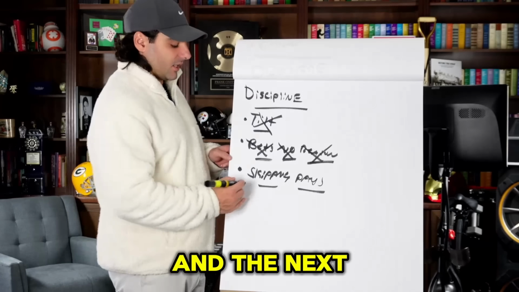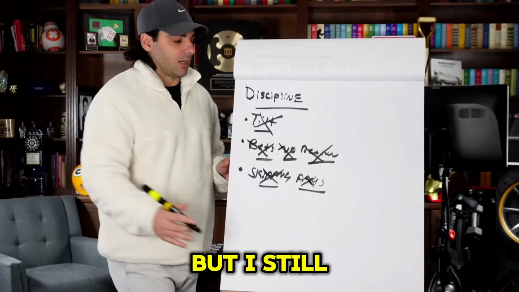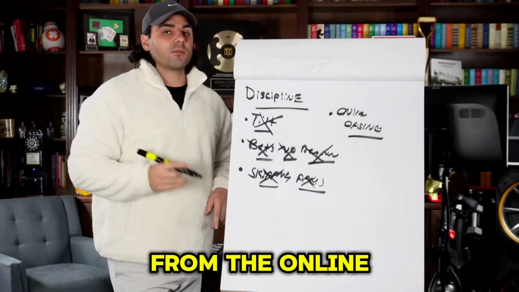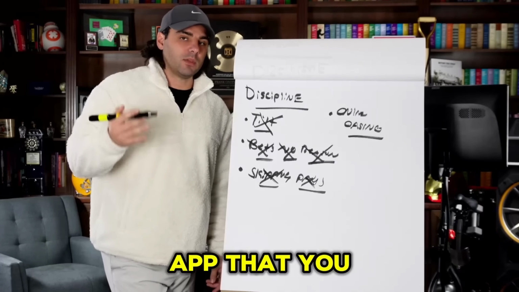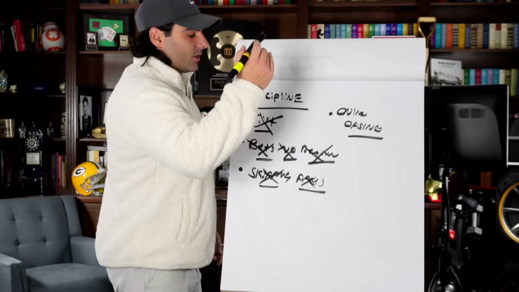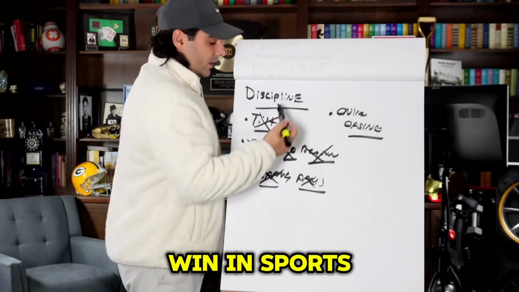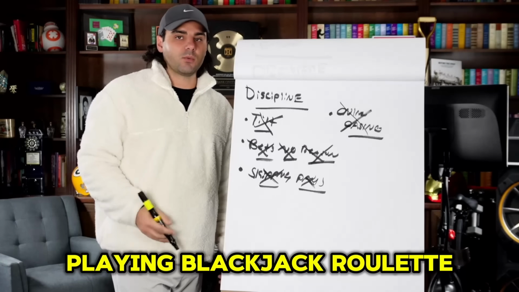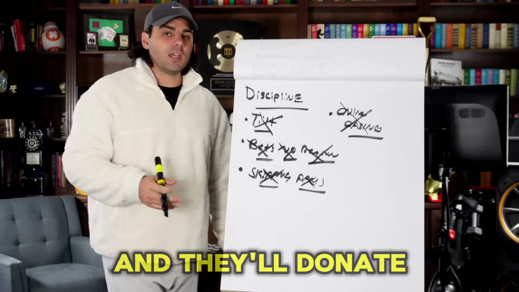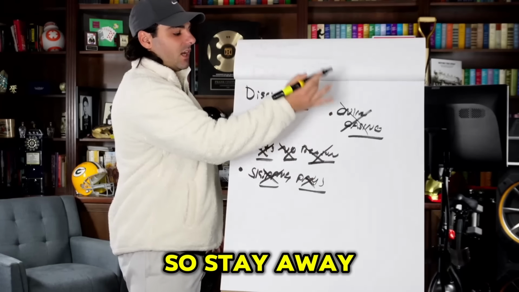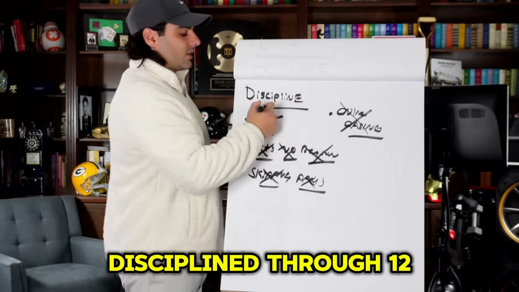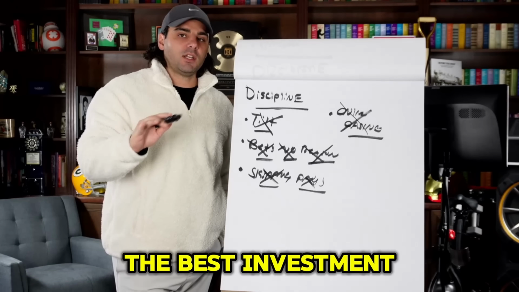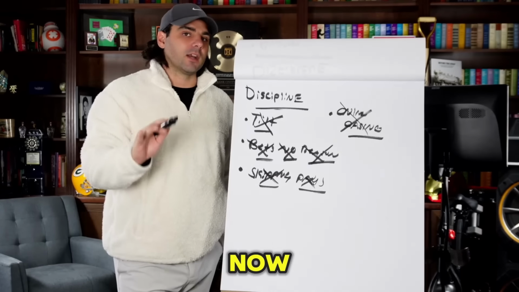And the next thing is pretty basic, but I still got to address this, which would be the online casino. All right? Stay away from the online casino, whether it be on any sportsbook app that you have. Stay away from it, because there are so many times where people will win in sports betting and then go and give it right back to the online casino, playing blackjack, roulette, baccarat, whatever it is, on their slot machines, and they'll donate it right back there. So stay away from the online casinos. If you are disciplined through 12 months and follow the blueprint that I just showed you, you will have the best investment vehicle that is out there right now in the new age.